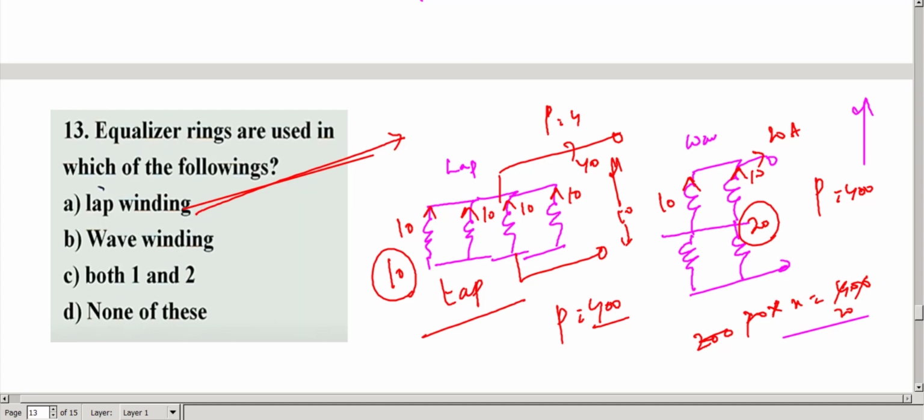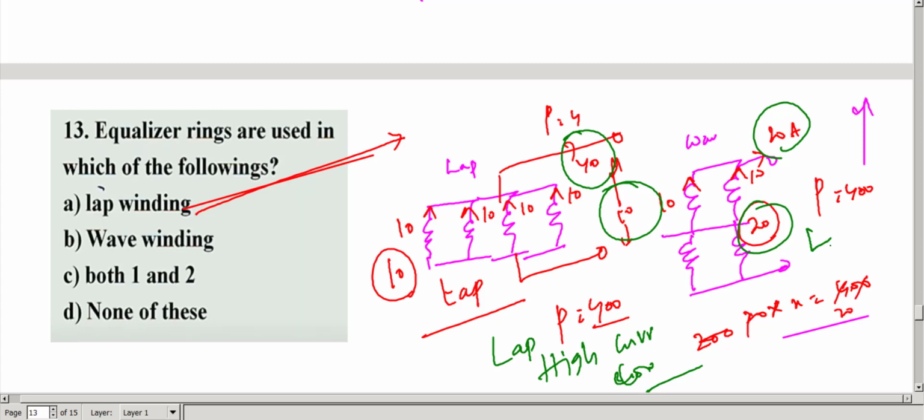From this you can understand that lap winding is for high current, low voltage. So lap winding is for high current, low voltage. Here, wave winding is for low current, high voltage.